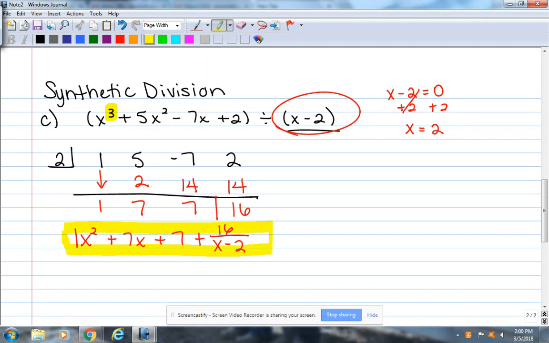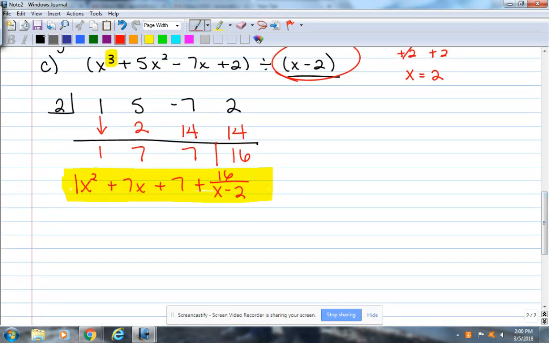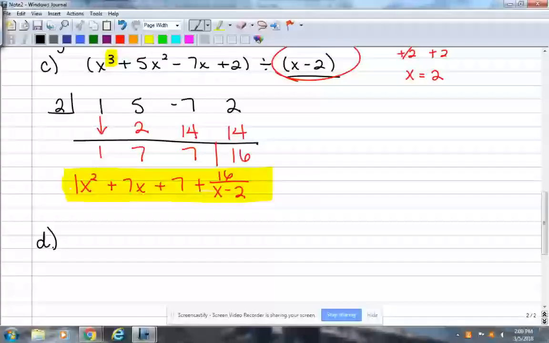Y'all, this gets really easy the more we practice it. Corner times bottom, then you add. Okay, let's do another one. Now this is just practicing dividing. We're going to actually use it for stuff in a little bit.